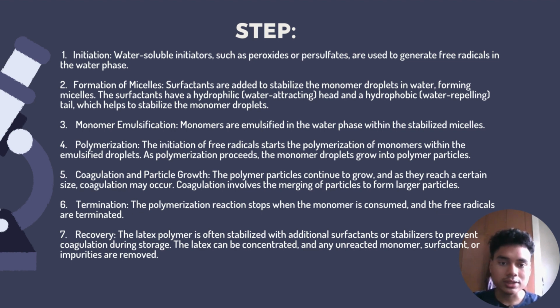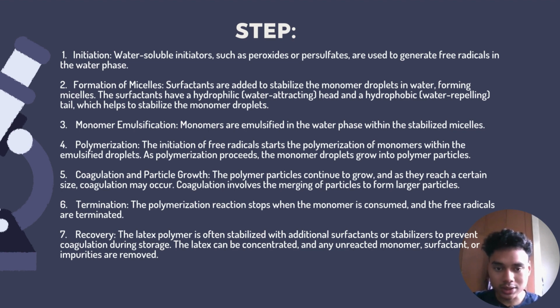Surfactant are added to stabilize the monomer droplet in water, forming micelle. The surfactant have a hydrophilic water-attracting head and hydrophobic water-repelling tail, which help to stabilize the monomer droplet. Third, monomer emulsification. Monomer are emulsified in the water phase within the stabilized micelle. Fourth, polymerization. The initiation of free radicals start the polymerization of monomer within the emulsified droplet.